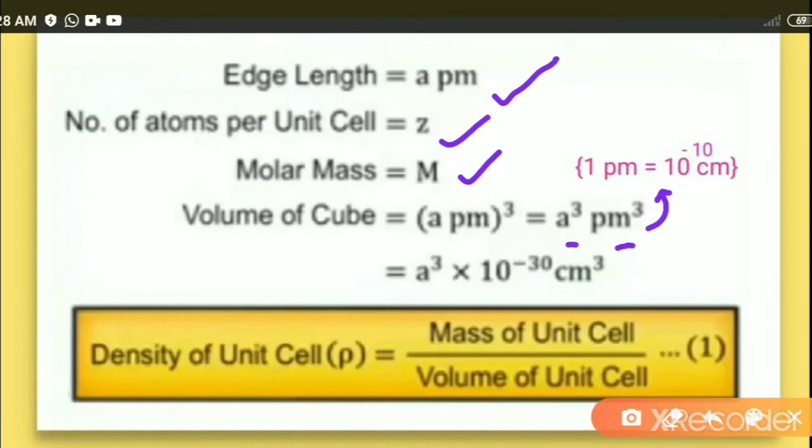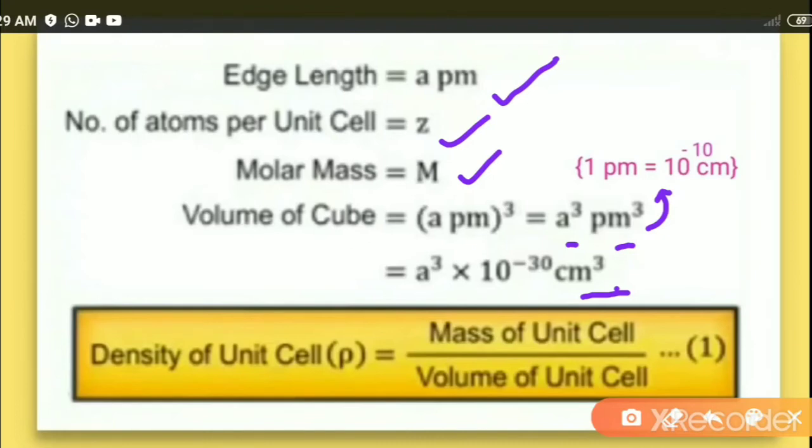1 picometer is equal to 10 raised to power minus 10 centimeter. So when you take this unit in centimeter, we'll be getting A cube into 10 raised to power minus 30 centimeter cube. Why do we need to convert the picometer into centimeter? Because molar mass is in terms of grams per mole, so you need to take the units in the CGS system. That's why we are converting the picometer into centimeter instead of meter.